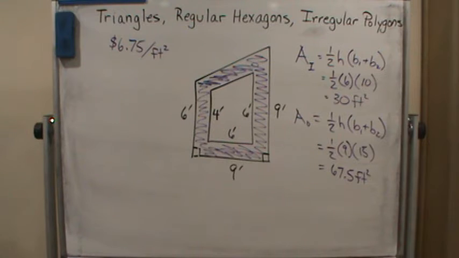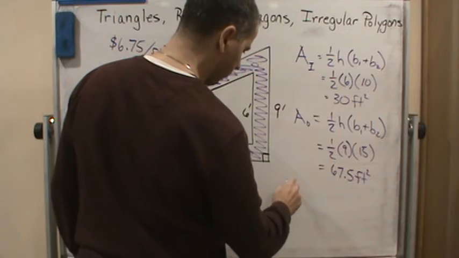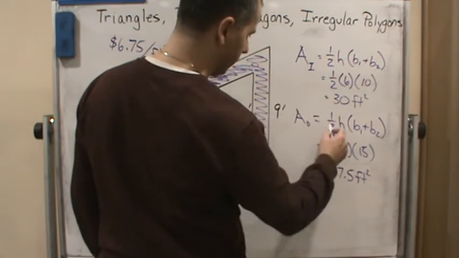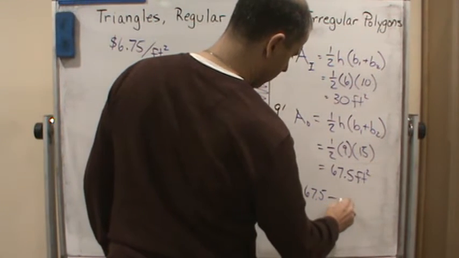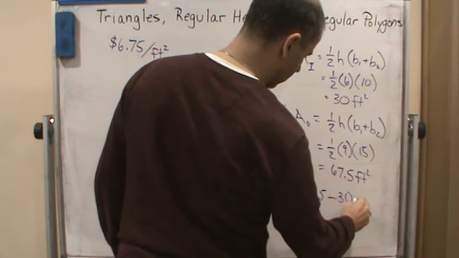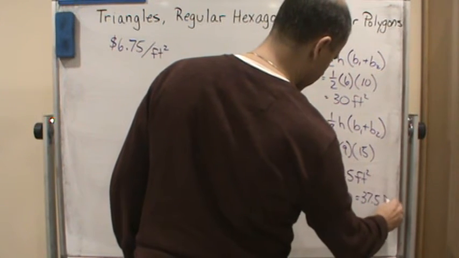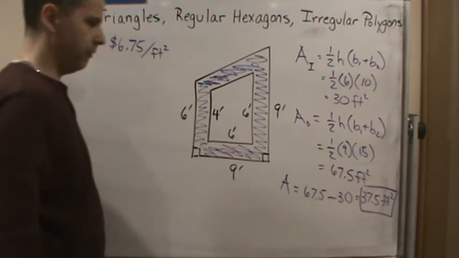And so now all we have to do is subtract those two areas, and we have the area of the path. So let's do that. The area of the path is going to be 67.5 minus 30, which is going to give us 37.5 square feet. That's the area of the path.